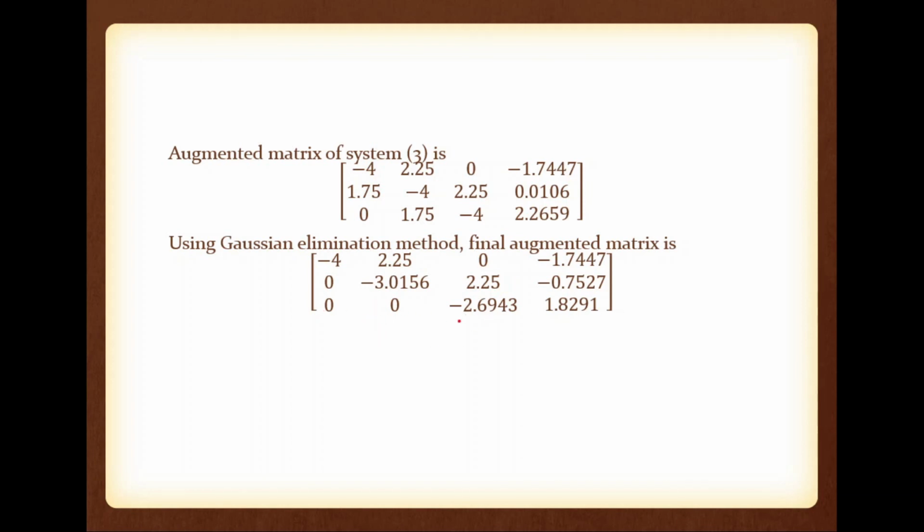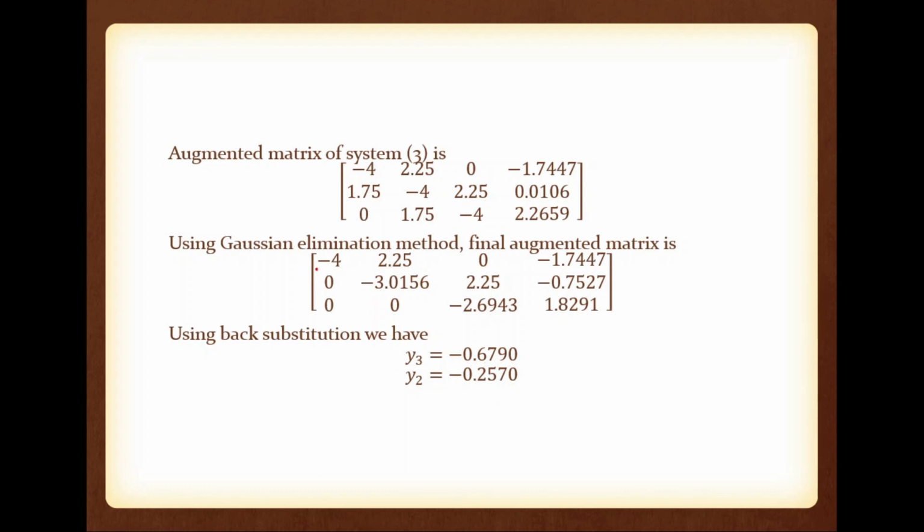The last equation is minus 2.6943 y3 is equal to 1.8291. So it will give the y3 value. Y3 is equal to minus 0.6790. Then take the second equation. Second equation is minus 3.0156 y2 plus 2.25 y3 equal to minus 0.7527. You can substitute the value of y3 here. So y2 is equal to minus 0.2570.